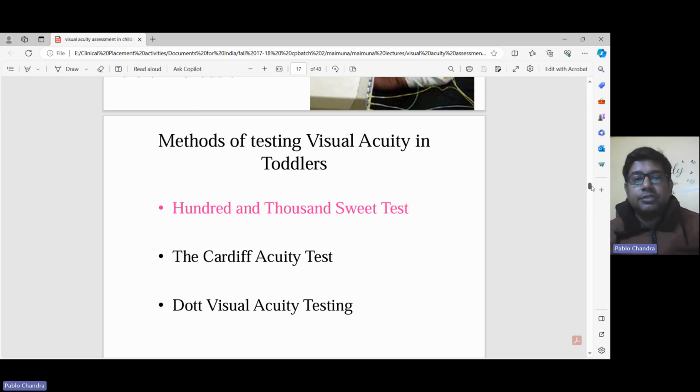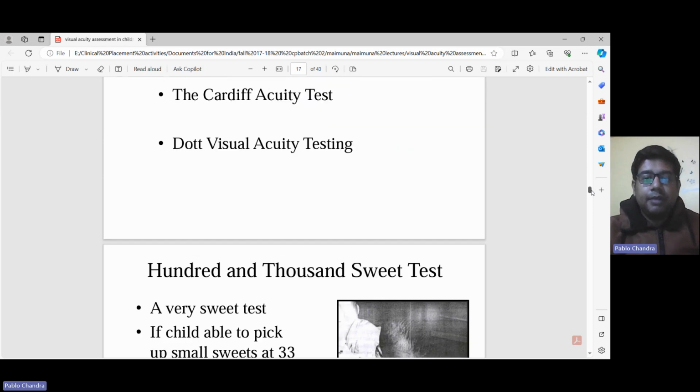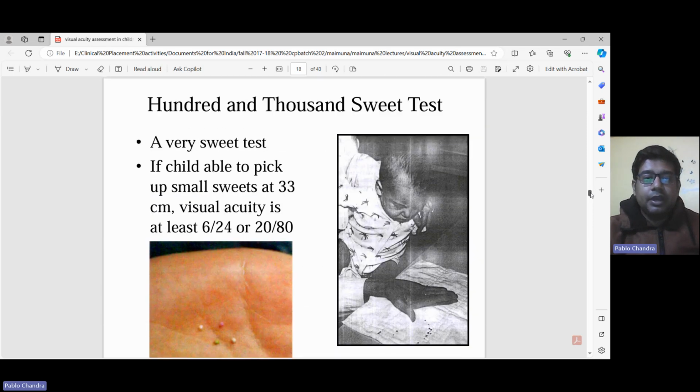There are a few tests known as the 100,000 sweet test, the Cardiff acuity test, and the dot visual acuity test. In this type of test, we normally play games with the patients with a little bit of letters, so that the patients are able to respond to those letters and the games, so that they will be able to understand. Here you can see a very sweet test.